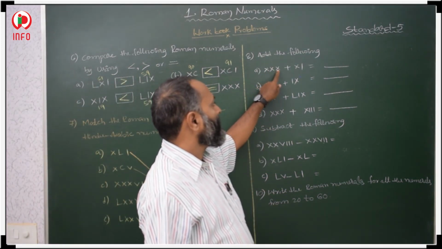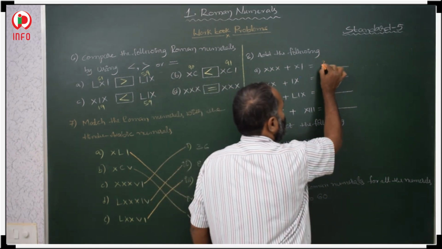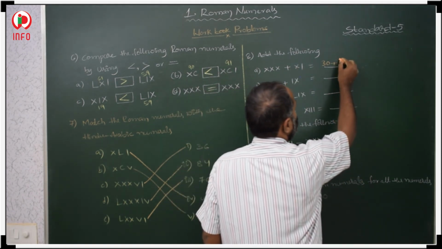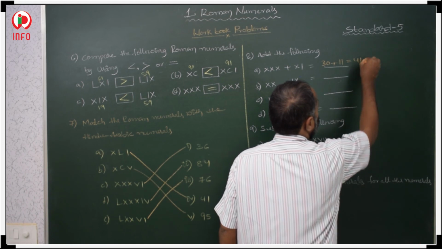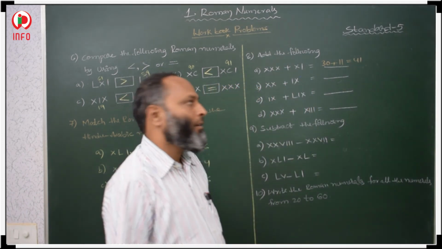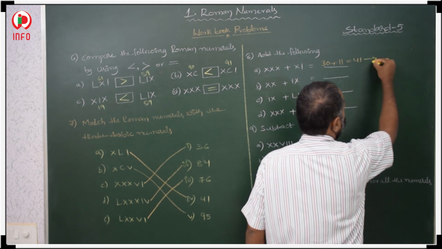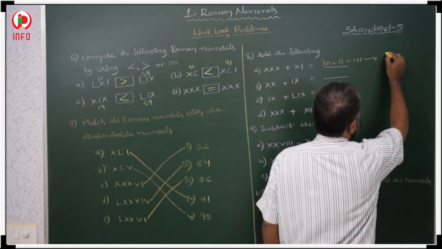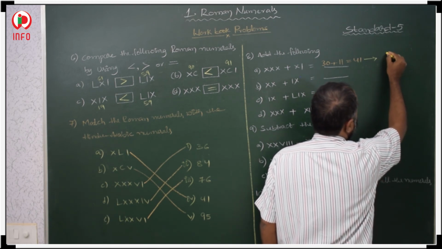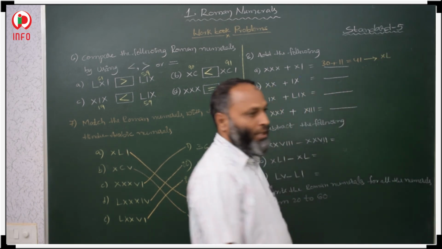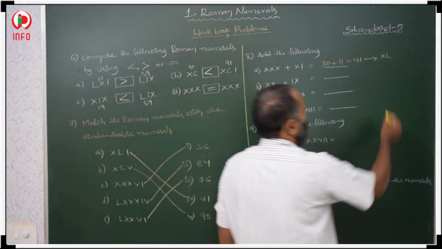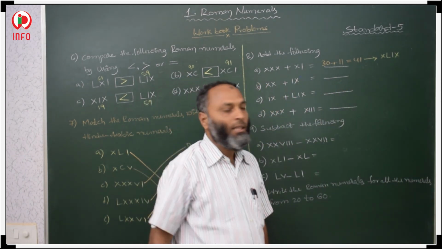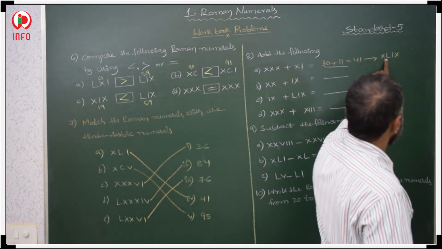Now here, 10 plus 10 plus 10. This is 30. 30 plus this is 11. 10 plus 1, 11. 30 plus 11, 41. 41. Then how to write this 41 in Roman? If you want to take Roman, then 40 means 50 minus 10. First we take 50, L, and X. That is 40. 40 and 9. 9 symbol is IX. XLIX. XLIX.